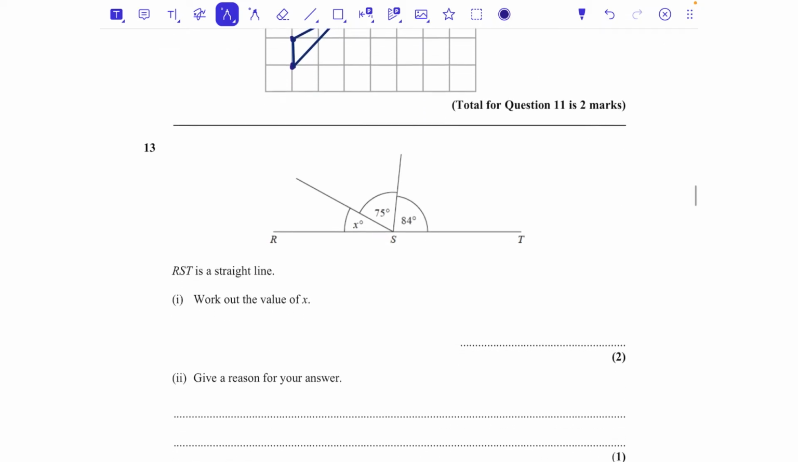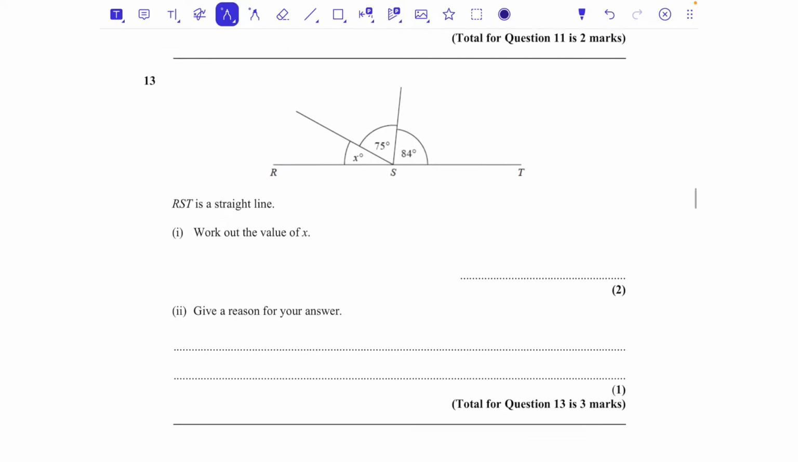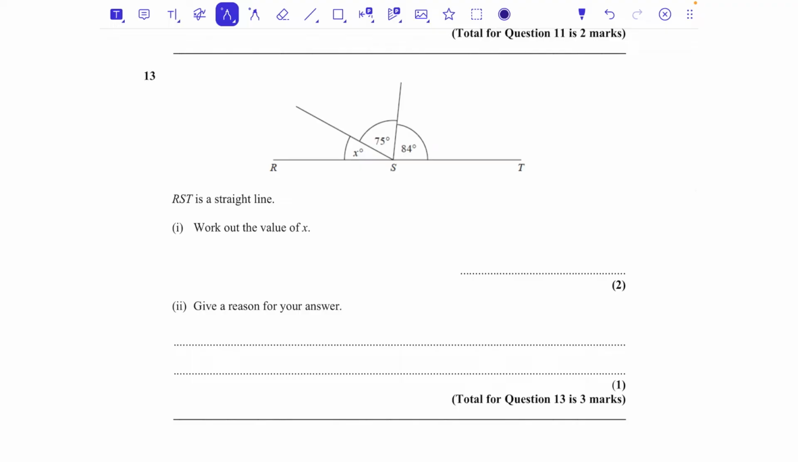Question number 13, RST is a straight line. Work out the value of x. So we know that angles on a straight line, I'm going to write it in because it says to give a reason for your answer. Angles on a straight line add up to 180.